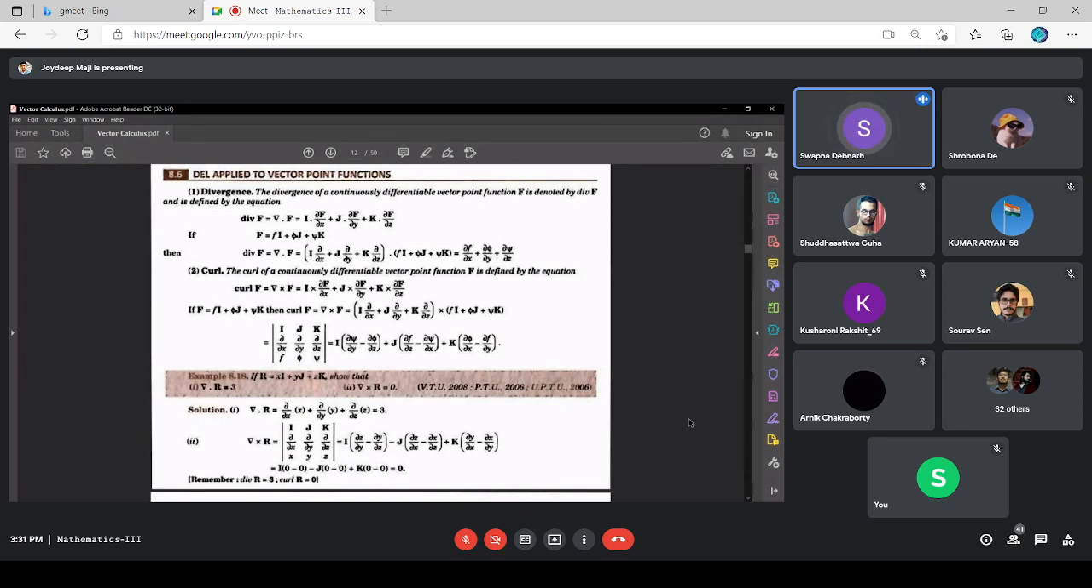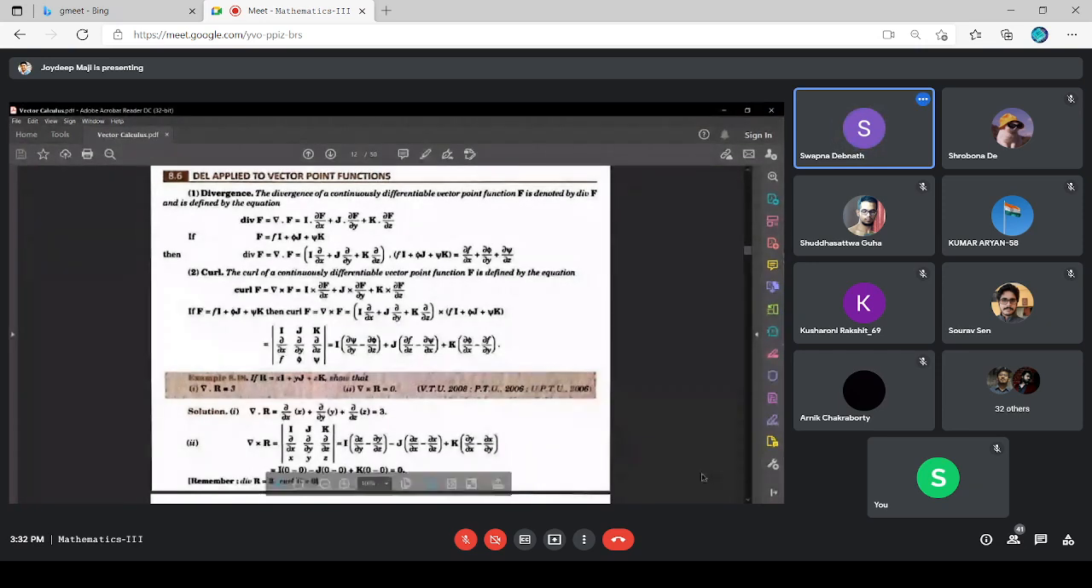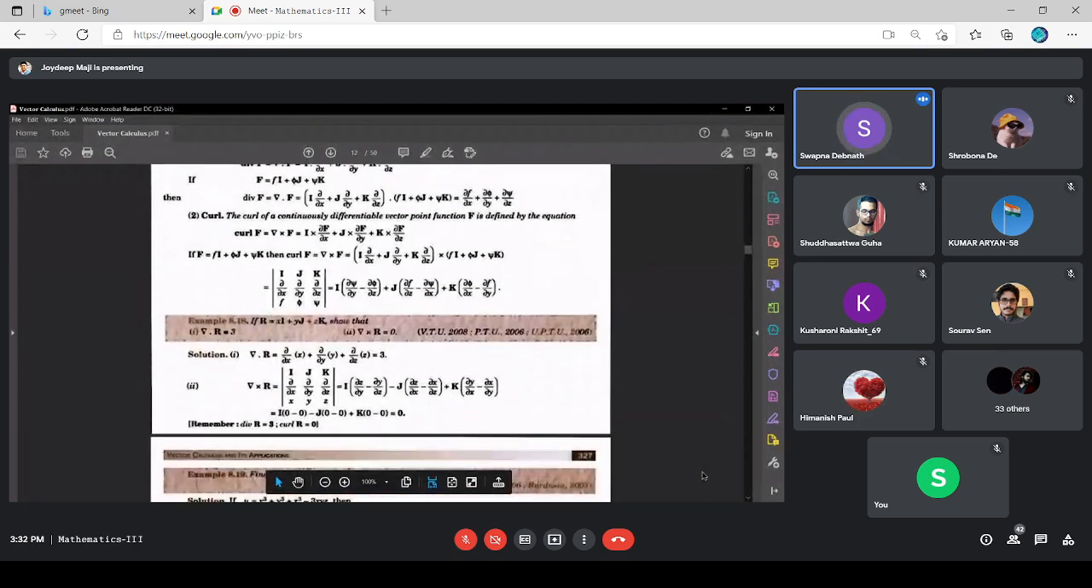Now see the example. These are the main differentiations for vector and scalar quantities. When del is operated on a scalar quantity, that is called gradient. When del is operated on a vector quantity, one is called divergence, that is del dot f, and curl is del cross f, that is called curl of f. Therefore these are the main three parts of differentiation of vector and scalar quantities.